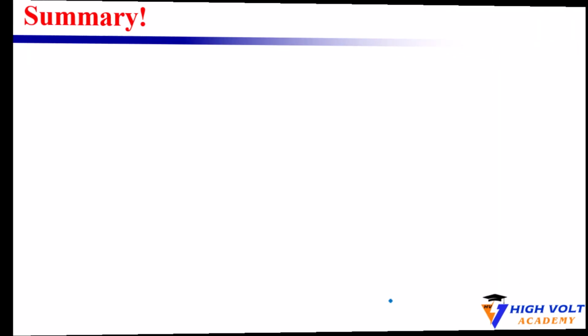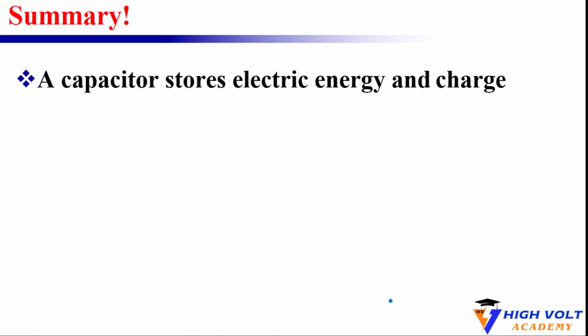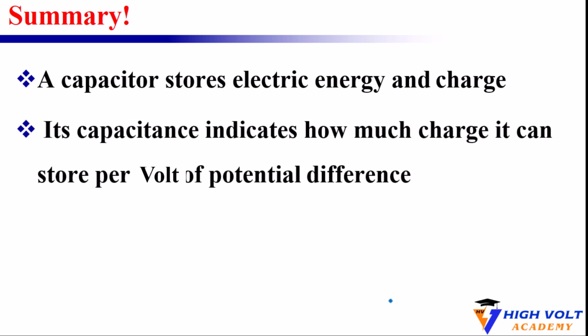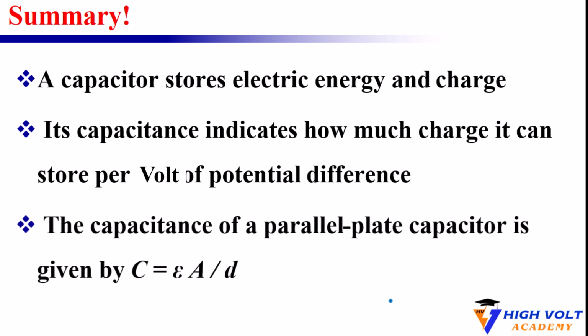To summarize, a capacitor stores electric energy and charge, and its capacitance indicates how much charge it can store per volt of potential difference. The capacitance of a parallel plate capacitor is given by C equals epsilon A divided by d.